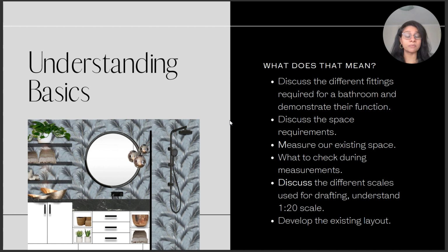Understanding Basics is where we discuss the different fittings required for the bathroom and we demonstrate the function. Then we need to know the space that is required, the minimum space. This applies mainly when we've got a really small space and we want to add something in, or you're reworking your space. If you have an existing space and are thinking about the same layout, this may not be as important. But if you're planning any change in the space, which we'll come to in the second module where we talk about space planning, this will be quite important.